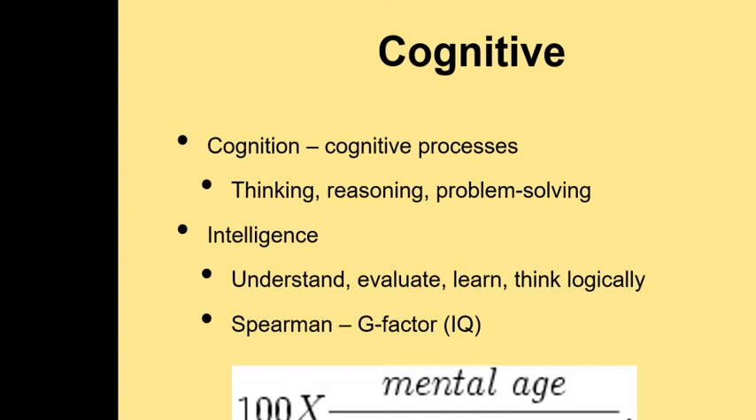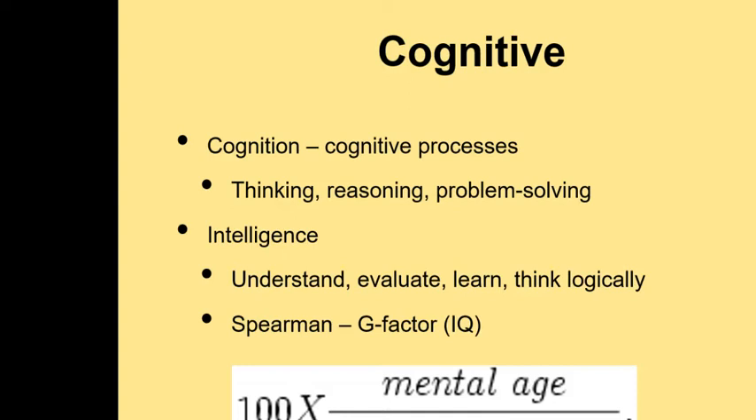The question with intelligence is, how easily does someone understand something, and to what degree can they think logically? The first guy that came on the picture here was Spearman, and he had his G, or general factor, which is essentially IQ. And how IQ works is 100 times your mental age over your chronological age. How that works is, guys, your mental age is, we said we standardize the test.